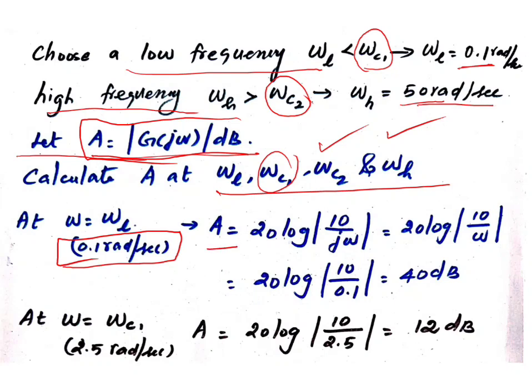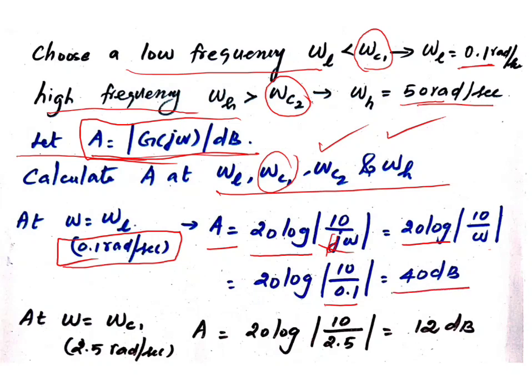So gain A is equal to 20 log 10 divided by j omega. When you are taking the magnitude of j omega, the same will come. So 20 log 10 by omega, the j will go when you are taking magnitude. So 20 log magnitude of 10 by omega. Now we are going to substitute the value of omega in this equation. We get 20 log 10 by 0.1, and when you are taking log and multiplying by 20, you get 40 dB.